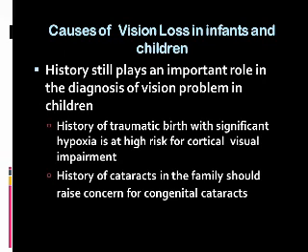History still plays an important role in the diagnosis of vision problems in children. A history of traumatic birth with significant hypoxia is at high risk for cortical visual impairment. A history of cataracts in the family should raise concern for congenital cataracts.